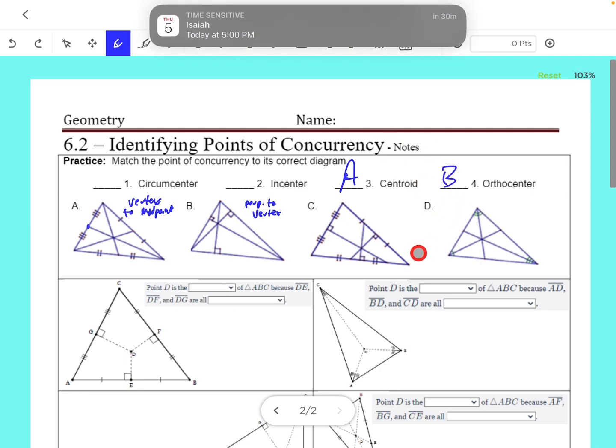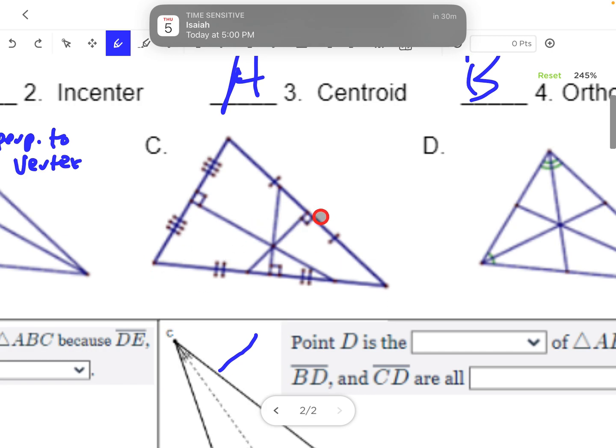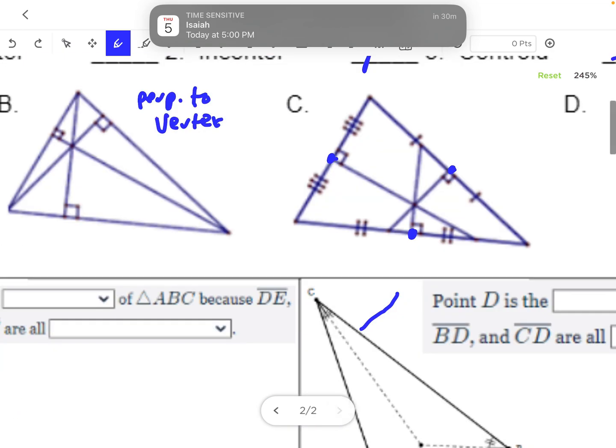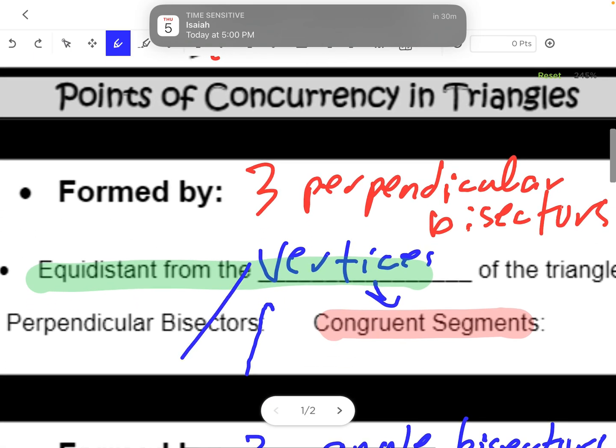All right, so next to last one, we have C. Let's look at C. What do we have on C? C looks like these are perpendicular, right? And it's at the midpoint, right? So that's the midpoint, and it's perpendicular. So we said midpoint and it's perpendicular. Which one is that? Well, let's look.